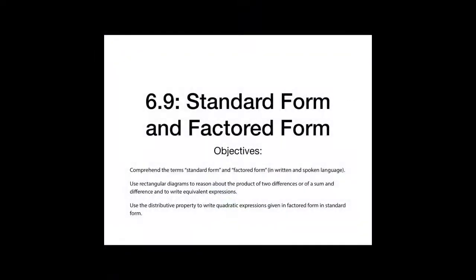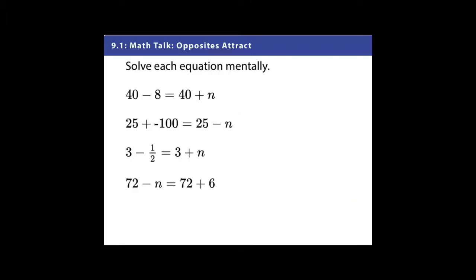Now we will look at lesson 9, which is standard form and factored form. So example 1, solve each equation mentally. So just looking at it, we see that there is a 40 on each side. So we'll just subtract one of them to both sides. And then doing that out, they both cancel, and then you'll get negative 8 equals n.